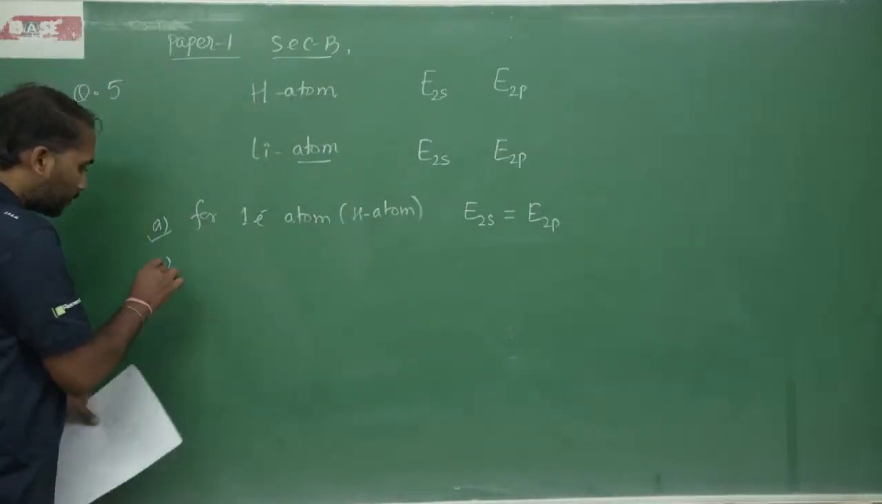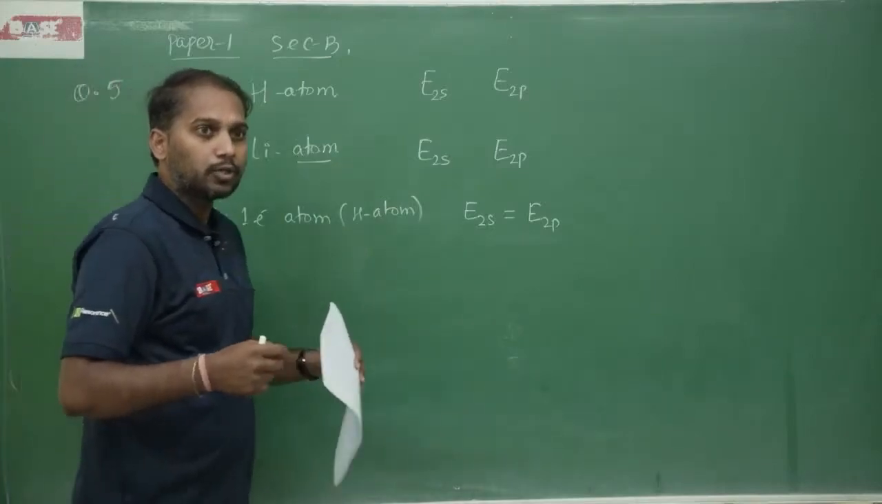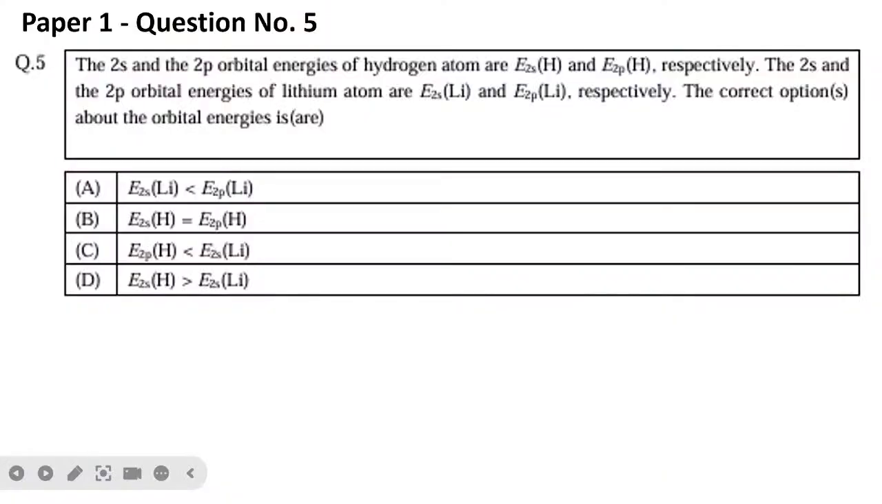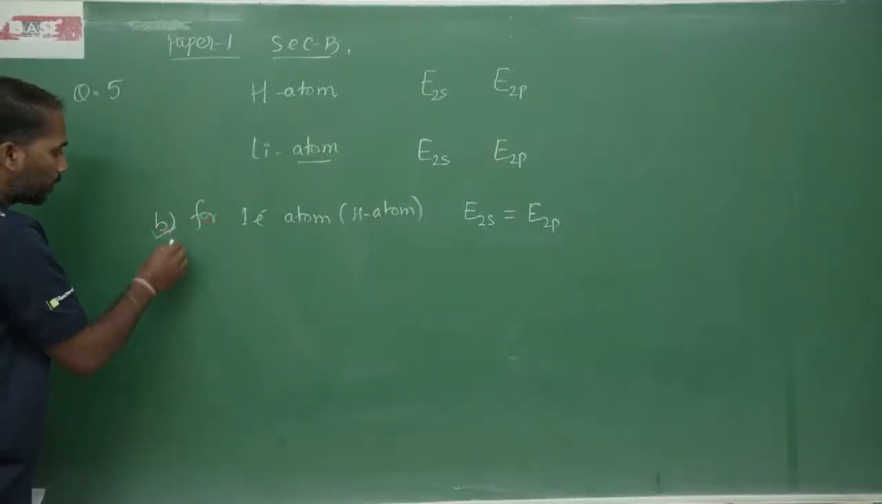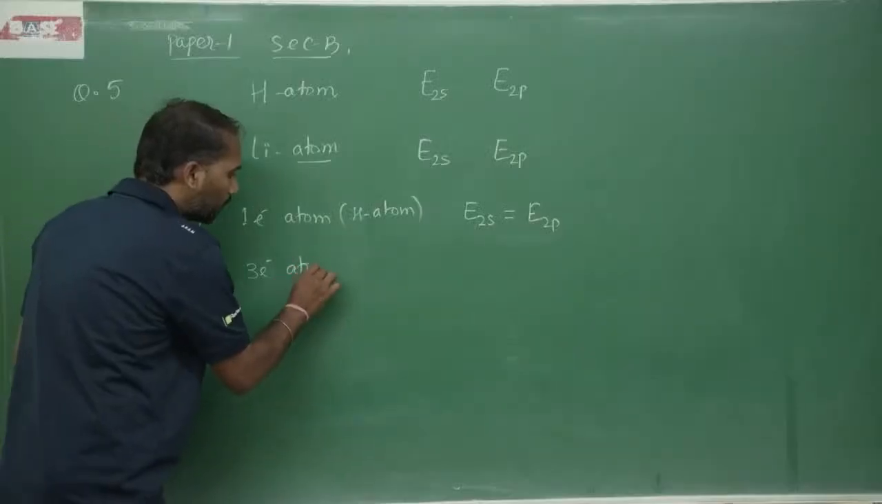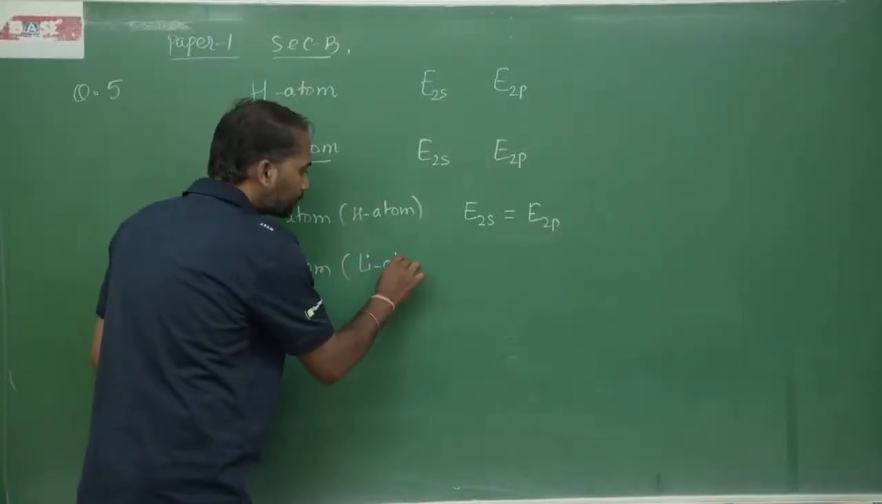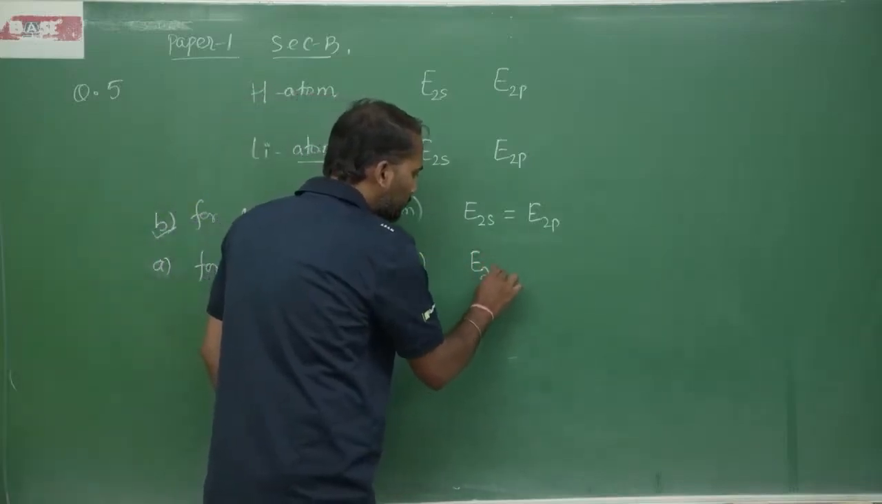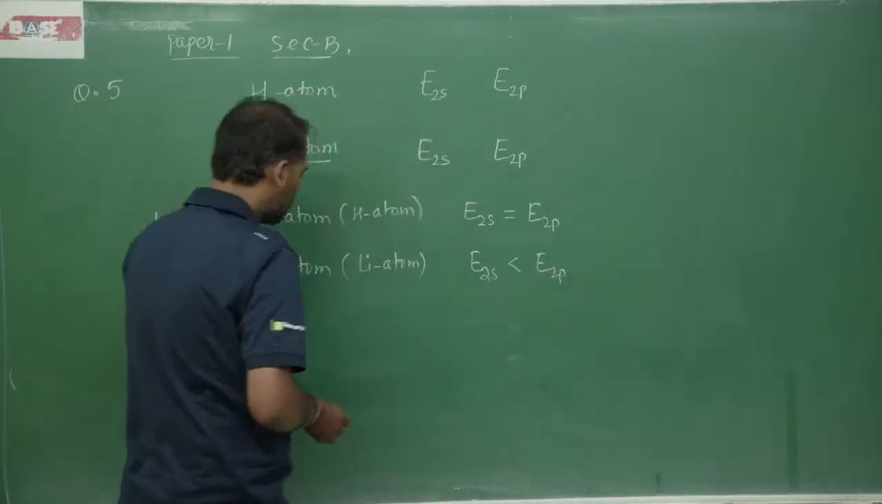Then the second option. This is the B option, which is hydrogen 2s and 2p, and it is correct. Now the next option says the energy of 2s of lithium is less than the energy of 2p of lithium. So it is given for lithium, that is, a 3-electron atom, that the energy of 2s is less than the energy of 2p. This is also correct.